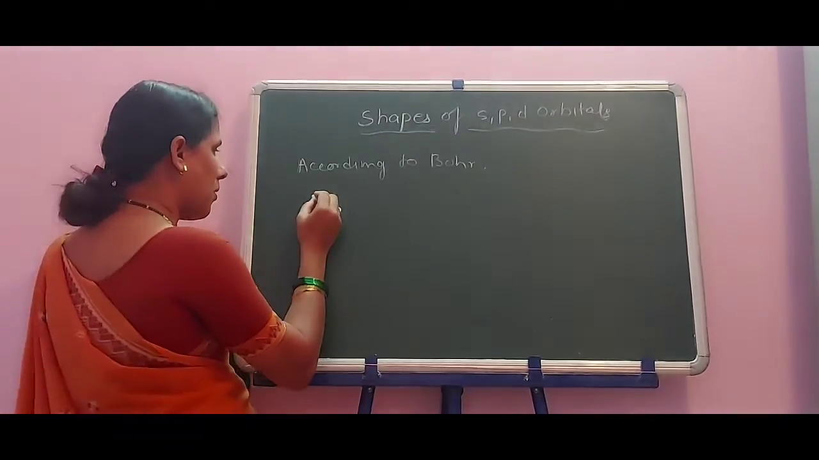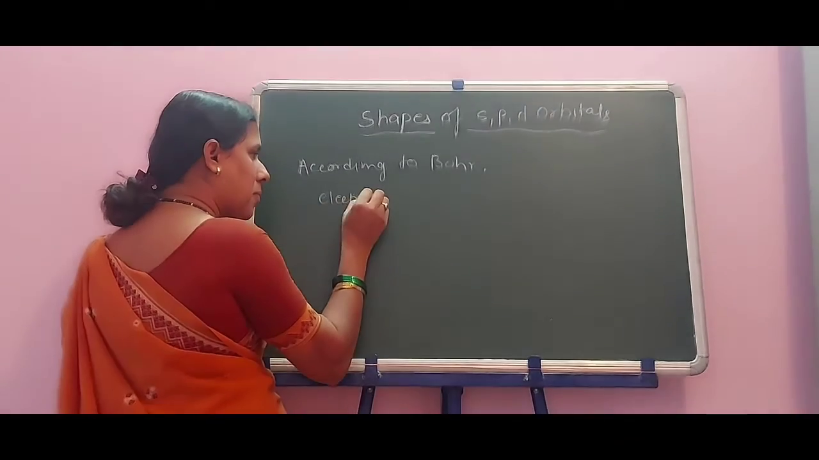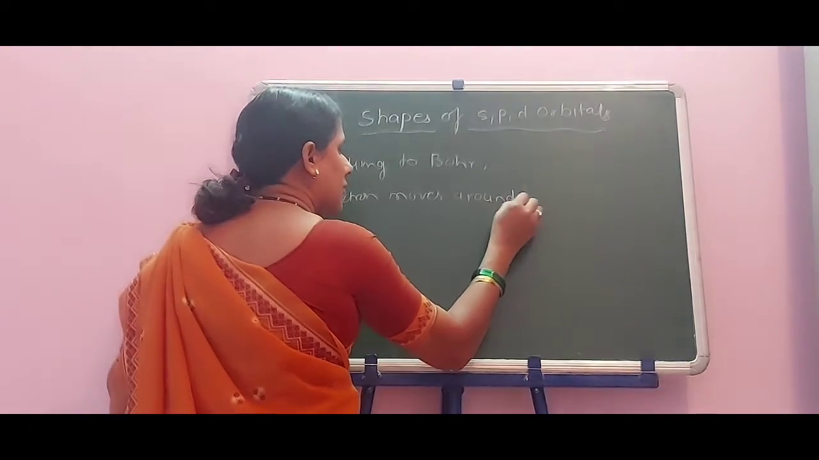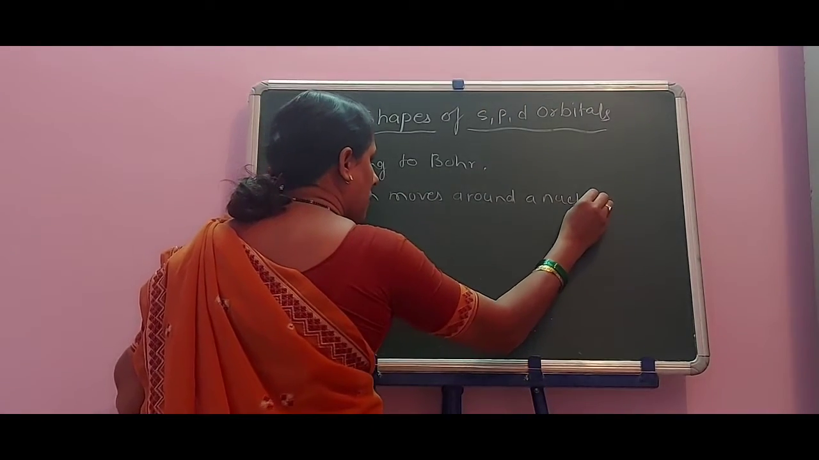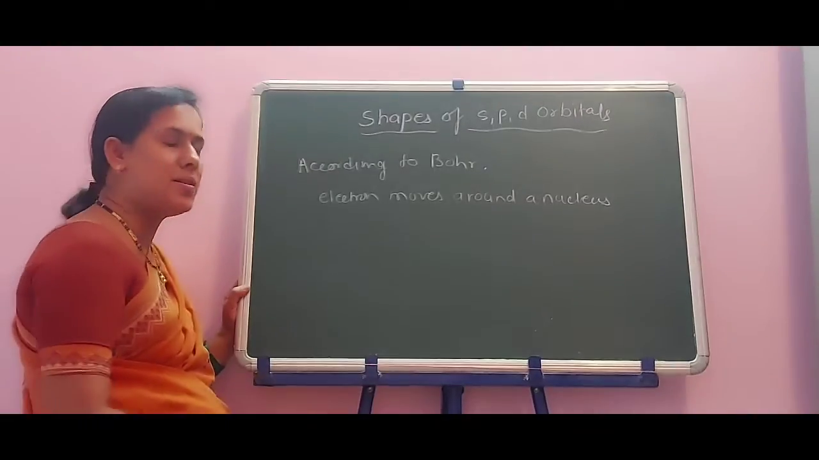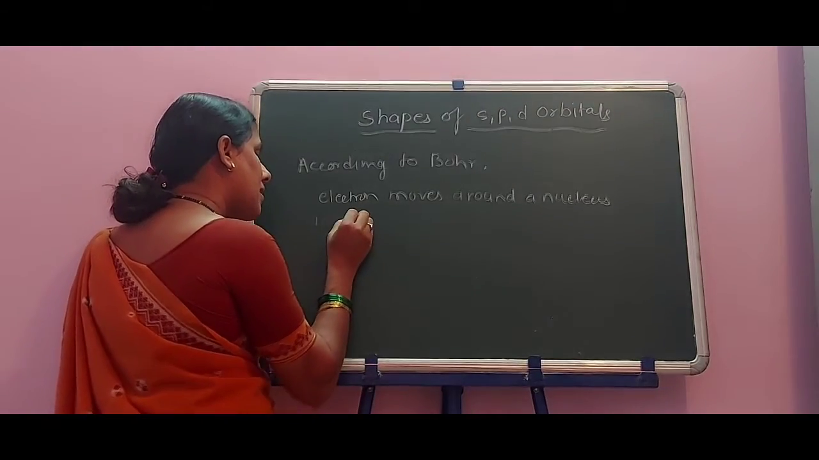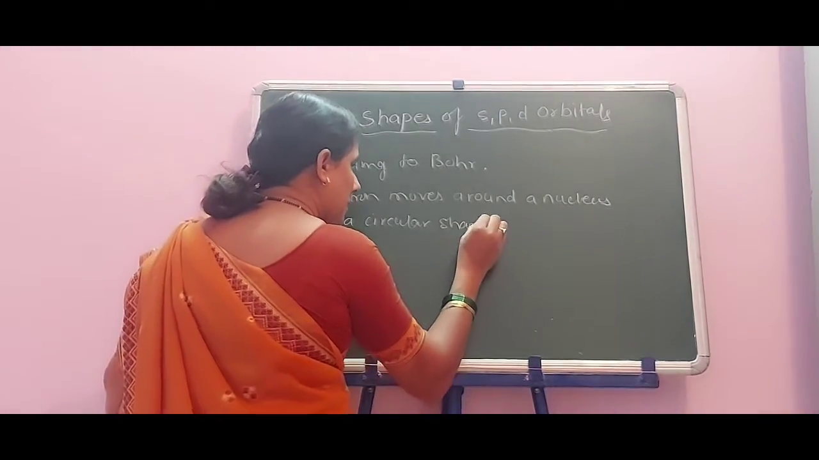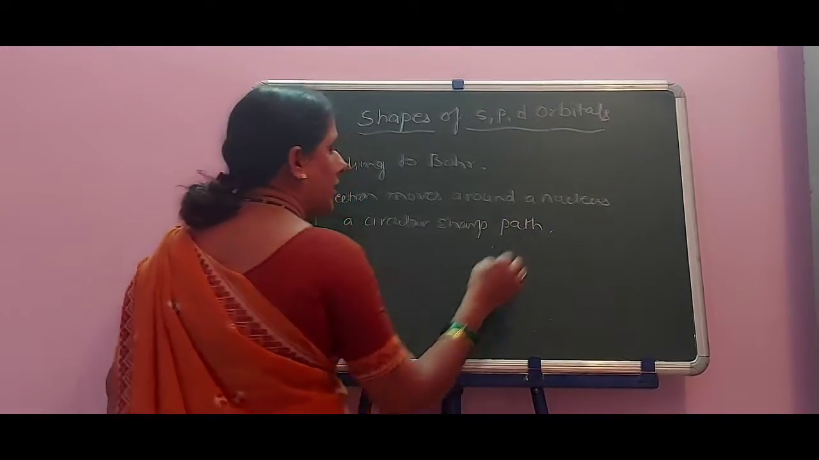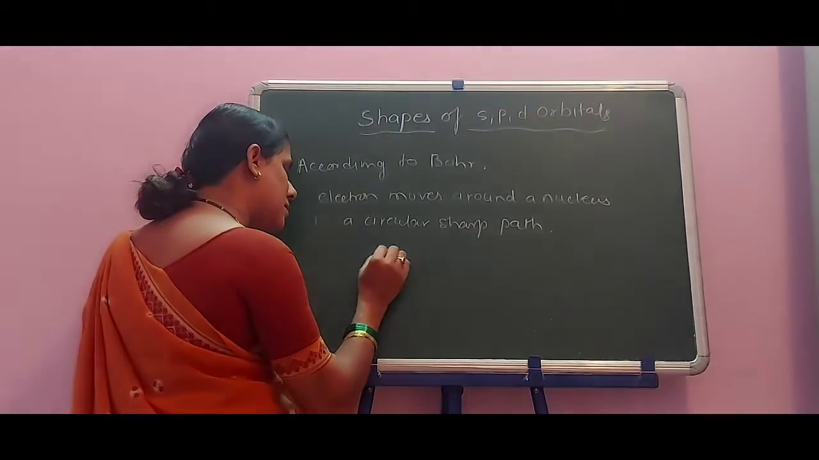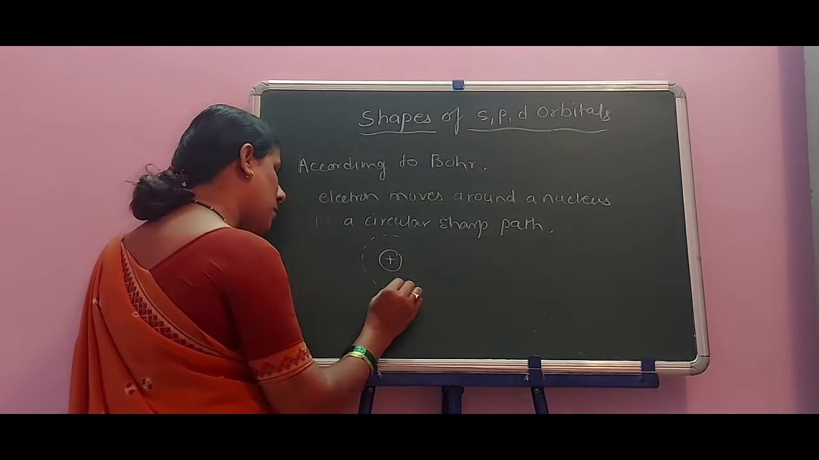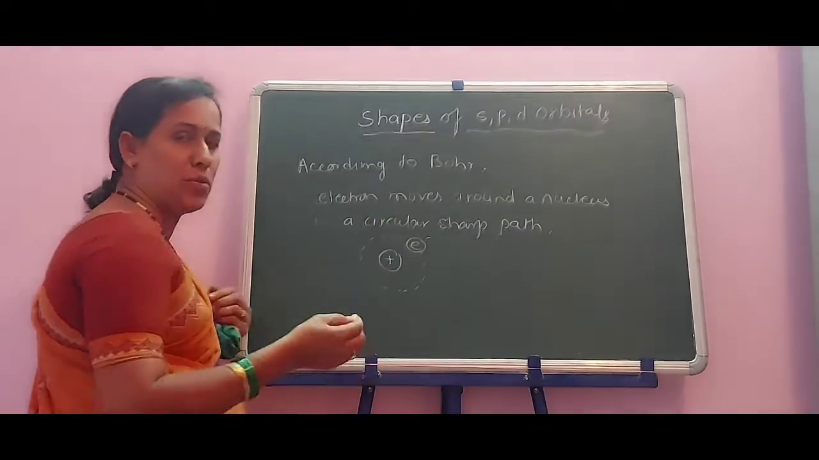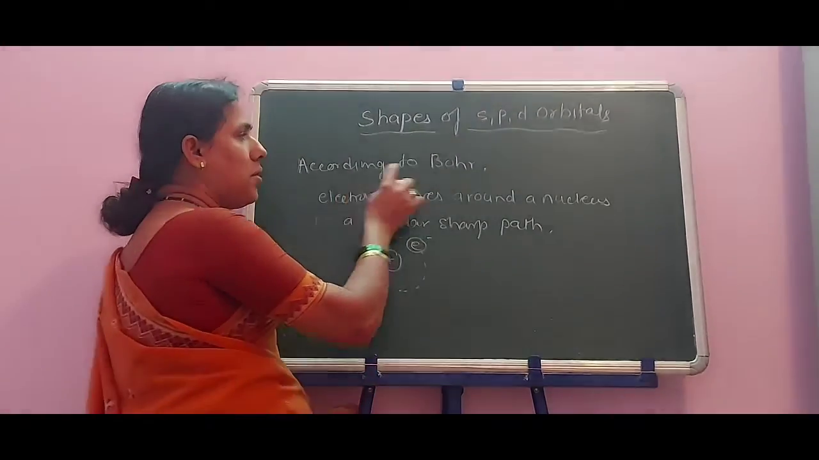Now, according to Bohr, an electron moves around a nucleus in a circular sharp path. It can be denoted like this: suppose this is a nucleus, this is the circular path, and here the electron is located with a negative charge.